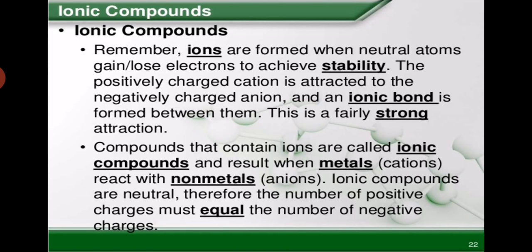Compounds that contain ions are called ionic compounds and result when metals react with non-metals. Ionic compounds are neutral, therefore the number of positive charges must equal the number of negative charges. And we know that ionic compounds are good electric conductors in nature.